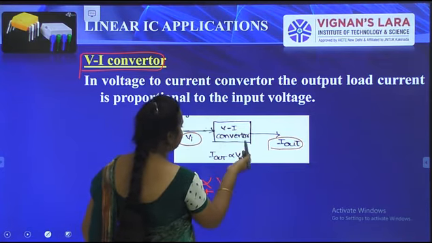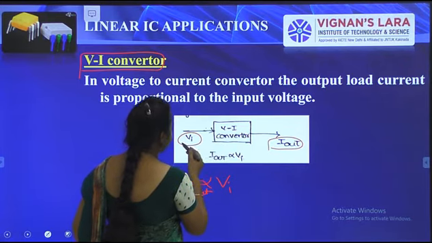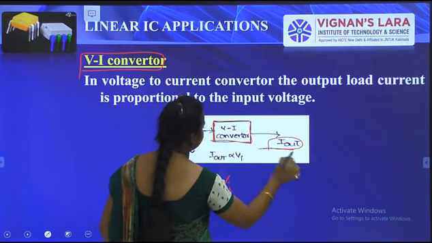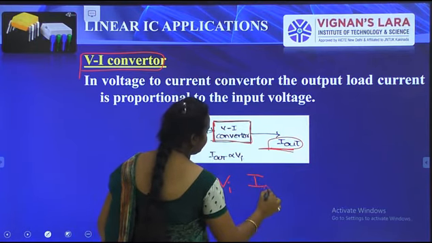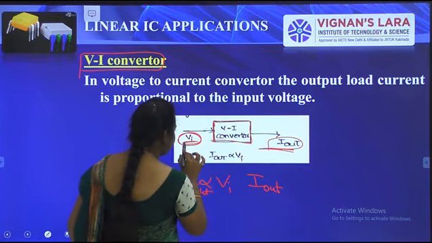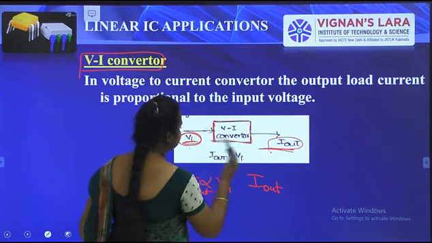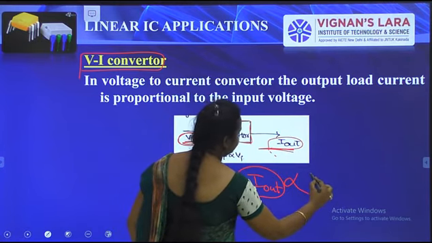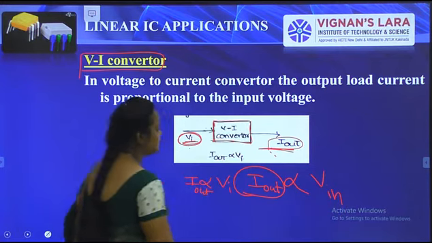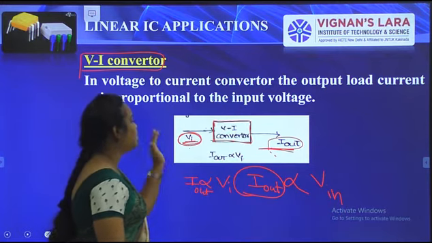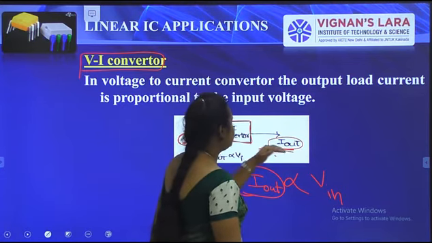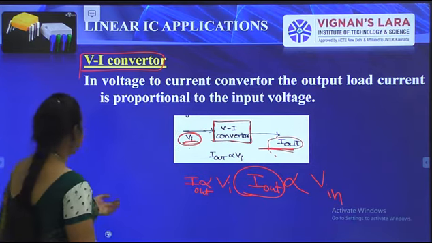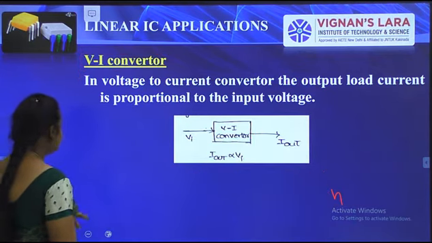When a V to I converter is used, that means the voltage is converted to current. So the current is proportional to the input voltage. That means the voltage applied here is converted to a corresponding current at the output. So here we are using a voltage to current converter.